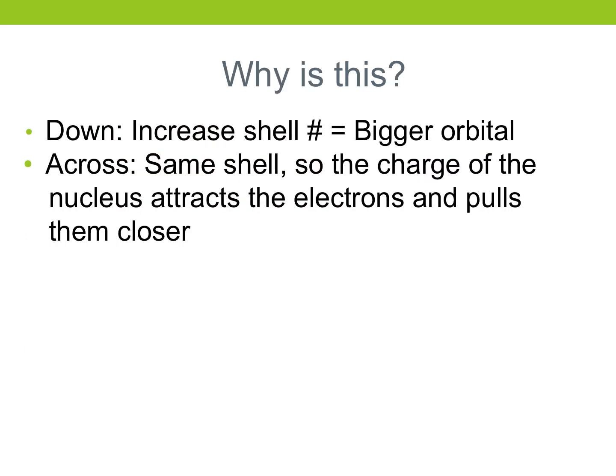Let's talk about why this trend is what it is. Going down, this is the easy one to conceptualize. As you go down a column of the periodic table, the shell number increases. As the shell number increases, the orbital gets bigger. Last Friday, did we watch the YouTube video with the orbitals? We saw the little 1s orbital, a small sphere. What did the 2s orbital look like? A little bit bigger. What did the 3s orbital look like? Bigger. So when you go down a column, the shell number gets bigger, the orbital gets bigger, the atom gets bigger.